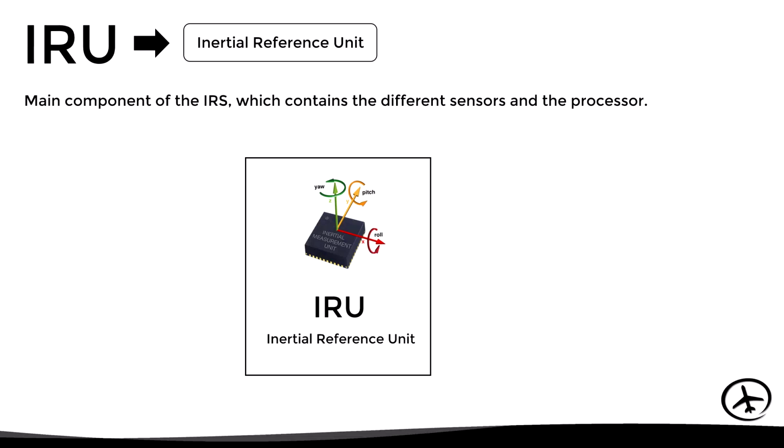Now, in order to function correctly, the IRU requires certain data, such as the initial position, which can be inserted either manually by the crew or automatically by the aircraft's GNSS system.